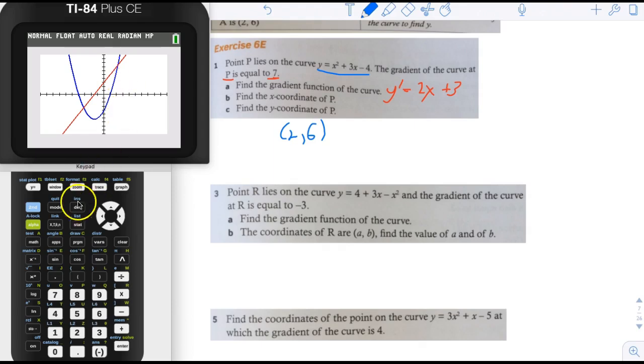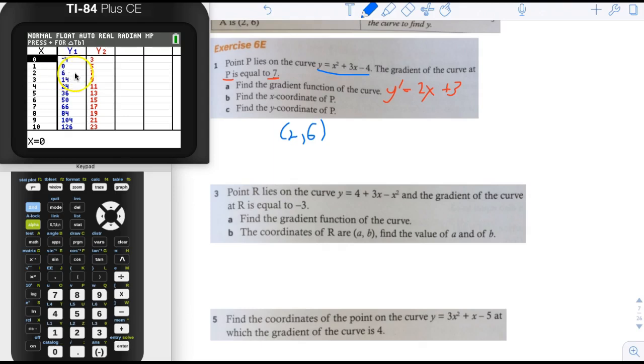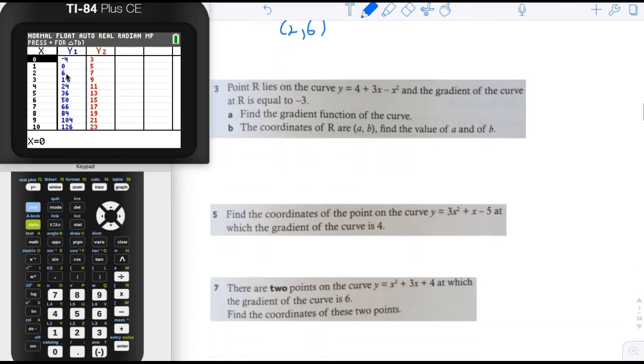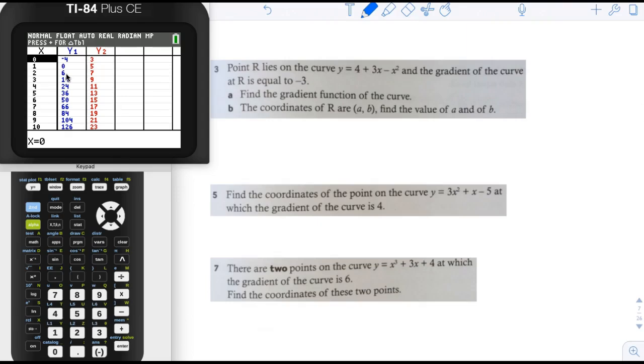But I think that's a little bit confusing. So I prefer just to show you the table, and you look at the table and you say, okay, I'm looking for the red 7. The point is 2, 6. They ask for the x-coordinate, it would be 2. The y-coordinate, 6. Okay? So that is the way you do it totally with the calculator and with as little algebra as possible. Now let's go to number 3. If you would like to see how to do it with algebra, I have another video which shows you how to do it with algebra.